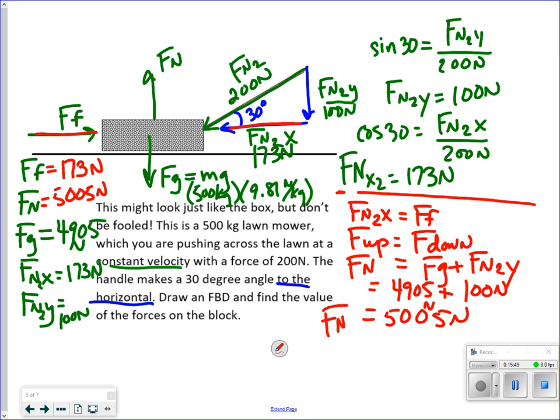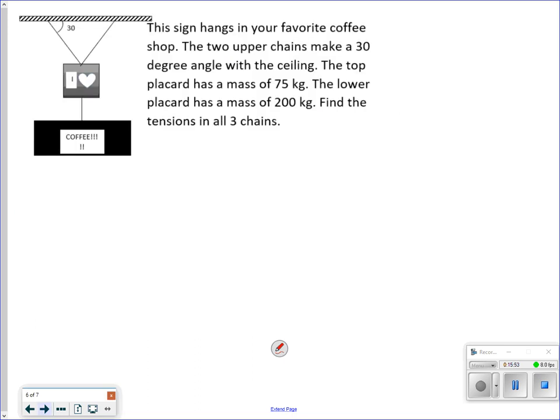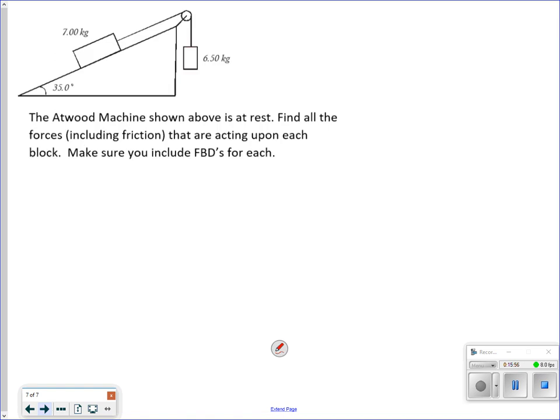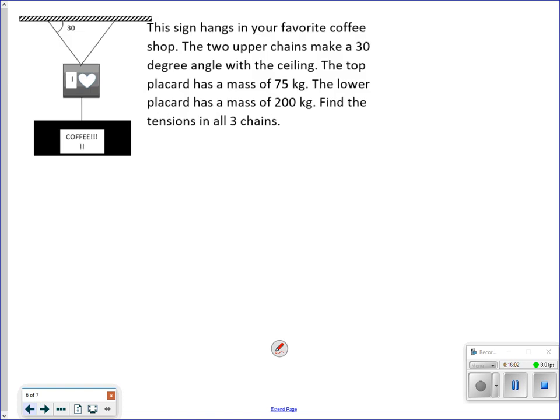Hopefully you're getting the idea of up and down, left and right. Let's see what else we got. Oi, I got one more. Oi, I really got one more after that. Okay, let's go back to this one.